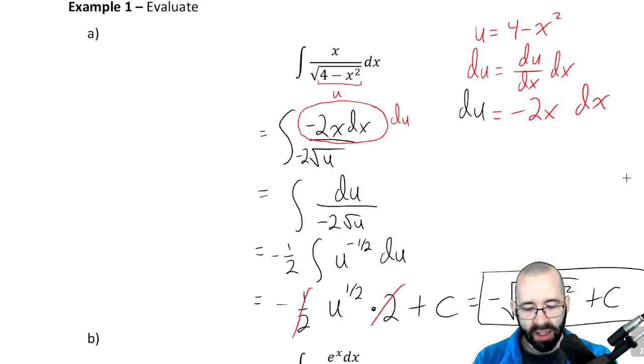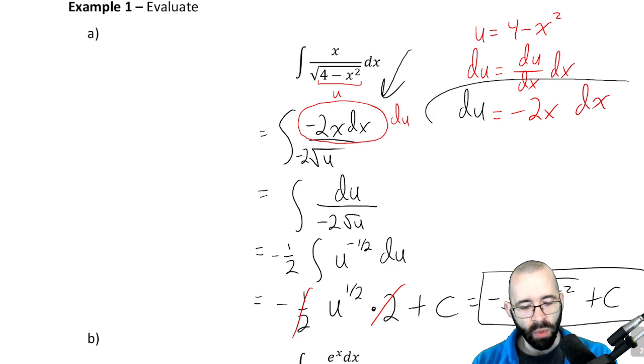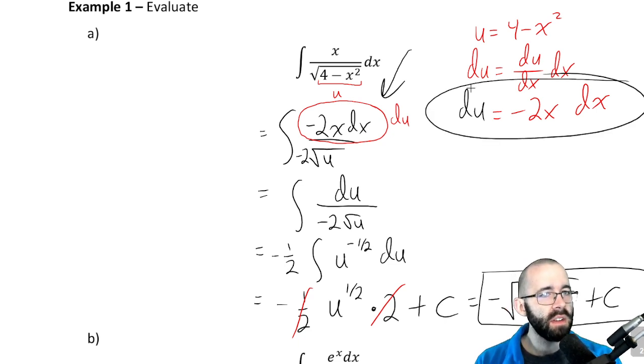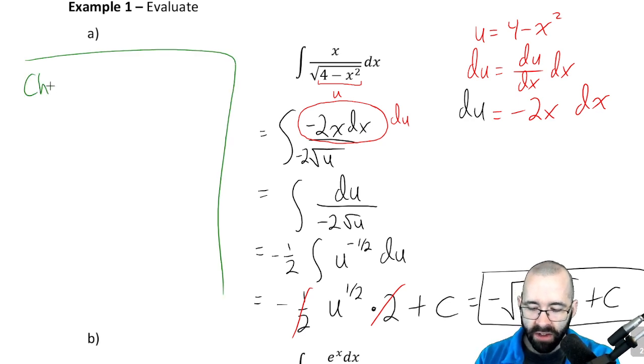So this step right here is probably the trickiest for a lot of people, right? We want to get everything in terms of u, but we might not have the right constant. And so we need to multiply or divide to get that right constant. And again, you can always check your answer, and it's a good idea to check your answer.